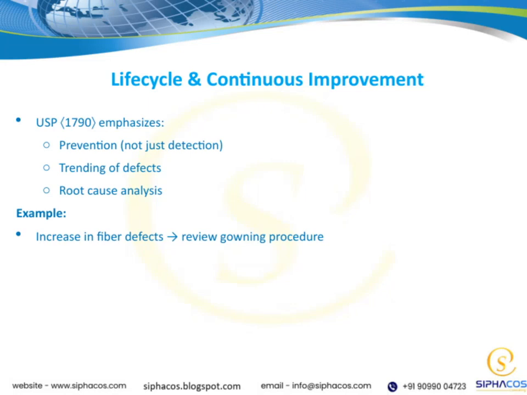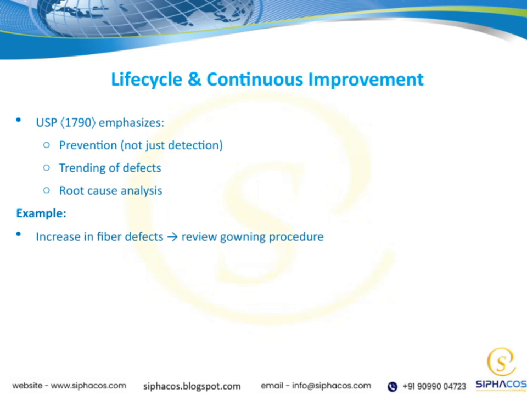Let's talk about lifecycle and continuous improvement. As USP 1790 emphasizes, our focus isn't just on detecting defects after they occur, but on preventing them from happening in the first place. Prevention is key to maintaining quality and efficiency. We also need to pay close attention to trending defects over time. By analyzing these trends, we can identify patterns that might point to underlying issues. This proactive approach allows us to address problems before they escalate.